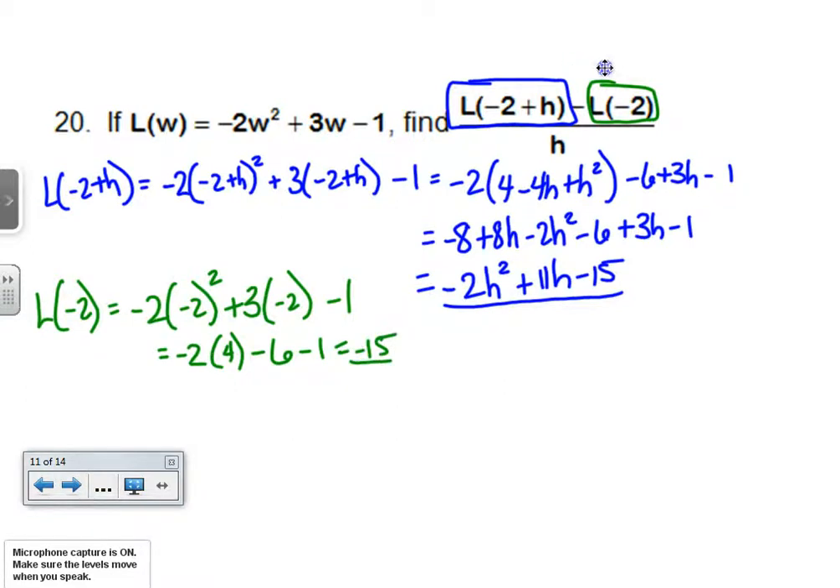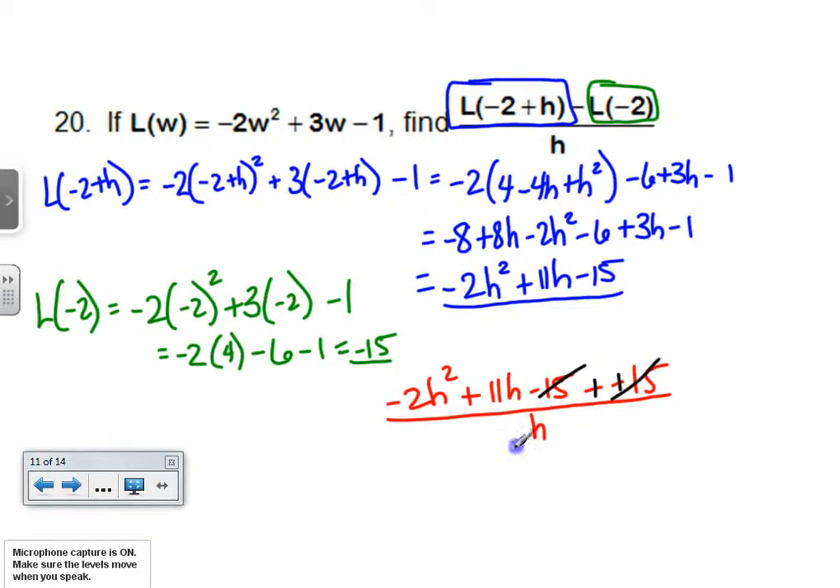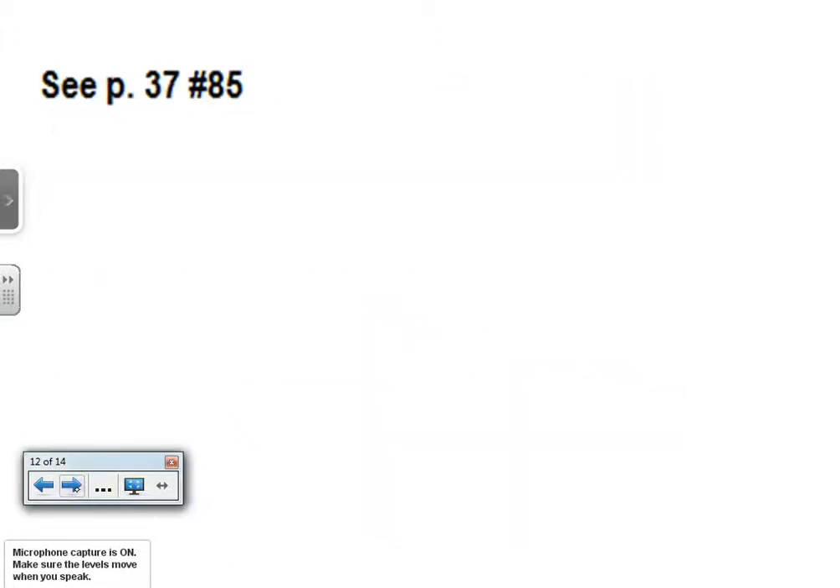And then finally, go back to what they wanted. They wanted blue minus green, all divided by h. So blue minus green would be minus a negative 15 all over h. So the negative becomes a positive. The 15s will cancel. And then when I divide everybody by an h, I end up with negative 2h plus 11, which is what should happen. You should have a ton of canceling on the last step. If you don't, something is not quite right.